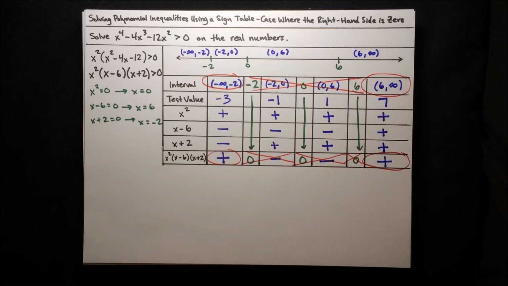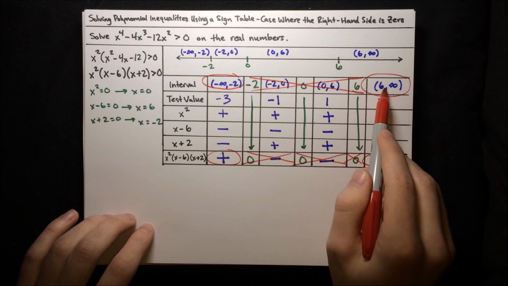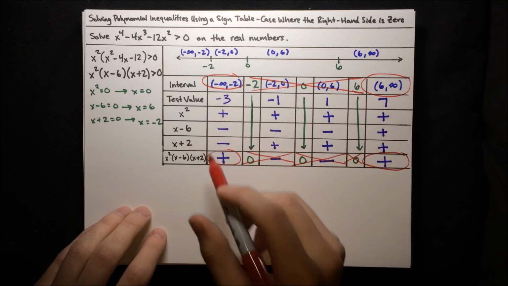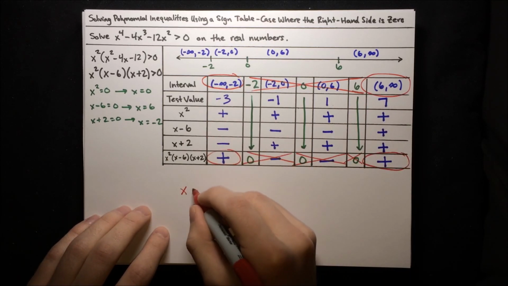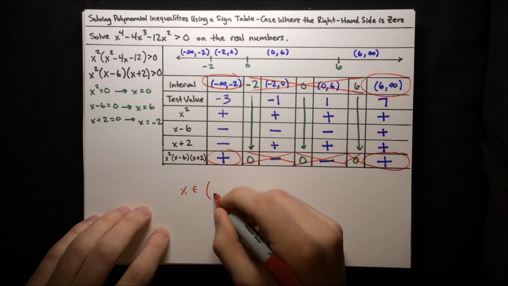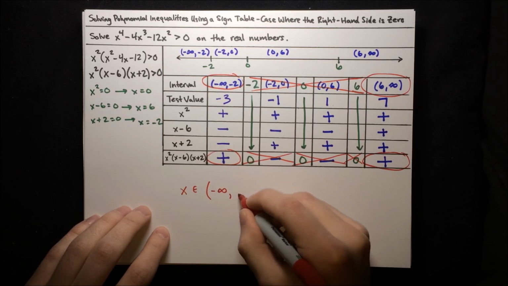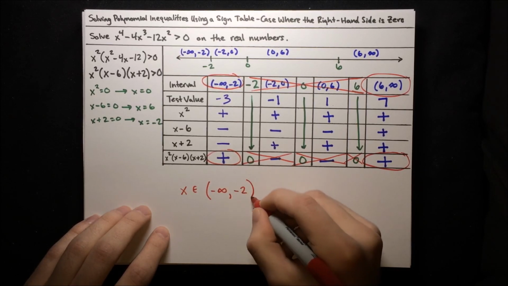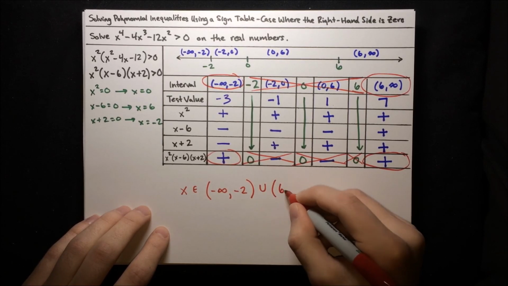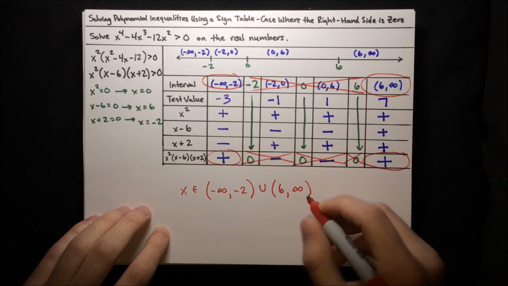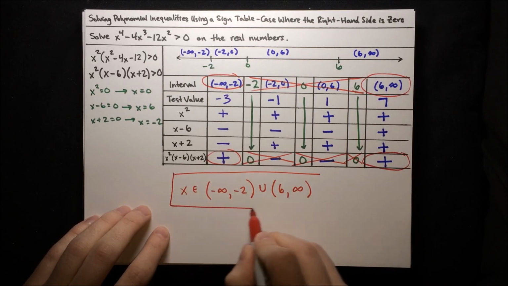So our final solution then is just the union of these two intervals where the function is positive. So x is an element of negative infinity to negative 2, union 6 to infinity. And there we go, we're done.